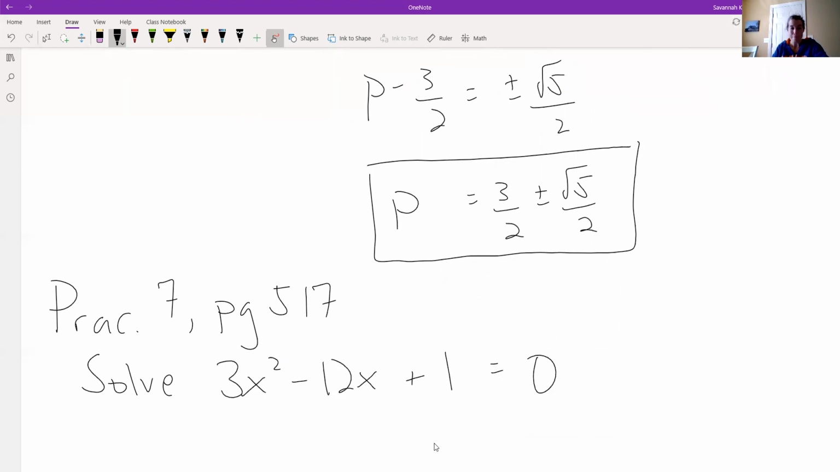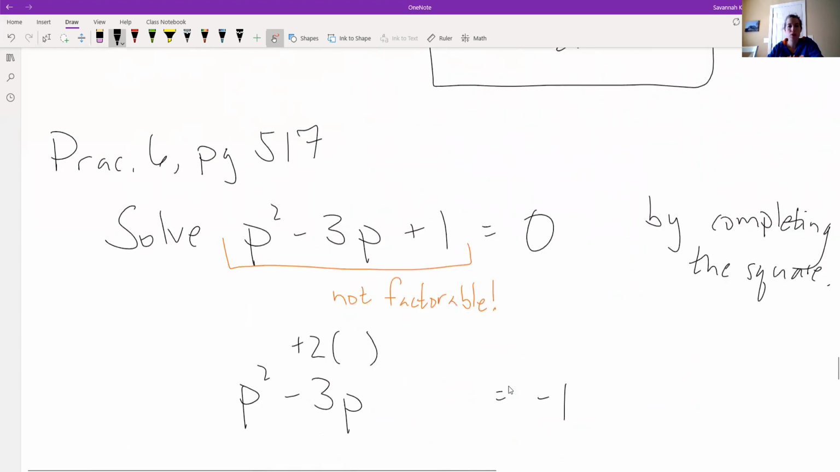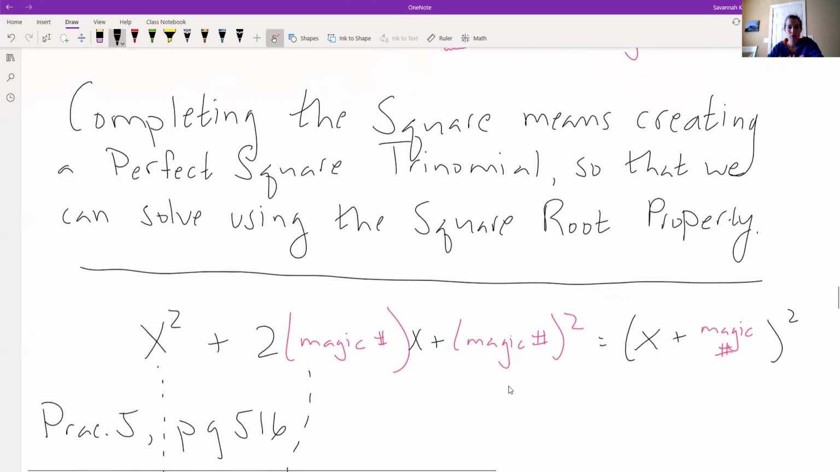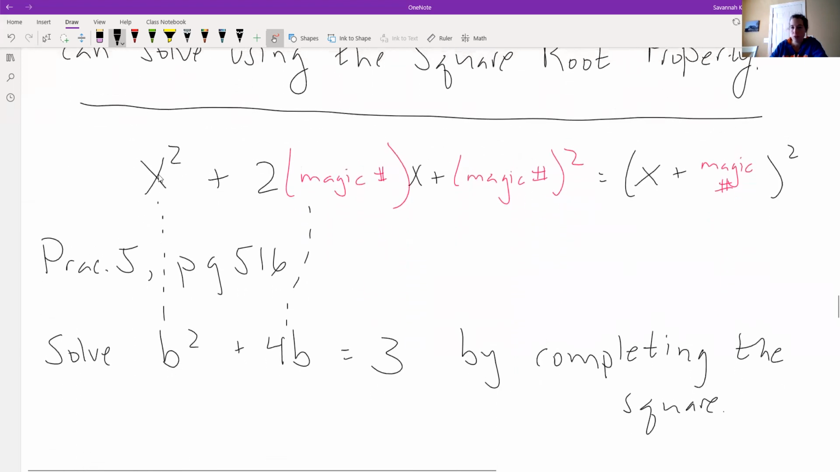Okay. Now, yes, we will have to subtract that 1 over, but there's some other problem here. The format that I had written out, x squared, or the variable squared, plus 2 times the magic number, times x, plus the magic number squared. There was a 1 in front of x squared, and that absolutely has to happen.